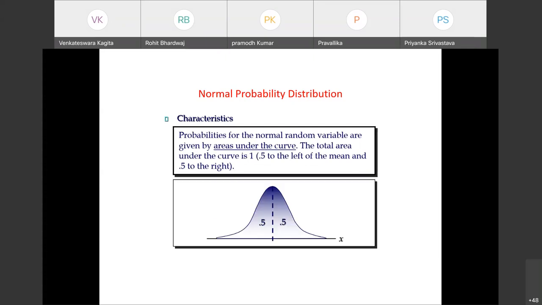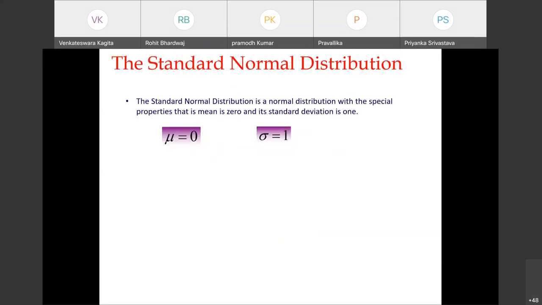And here, the total area under the curve is 1. And because it is symmetric, 0.5 is on the left side of the curve and 0.5 on the right side of the curve, determined from the mean. And there is a standard normal distribution with zero mean.